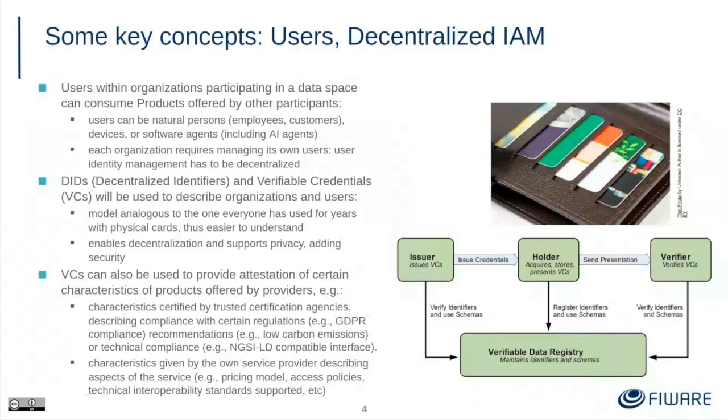I will go into the real details of the identity and access management in the second part of the presentation, but just to give some initial information on what this is about. We have users in our data space, as I already mentioned, that can consume products offered by other participants. Those users can be natural persons like employees or customers of an organization. It could be devices, software agents, or AI agents.